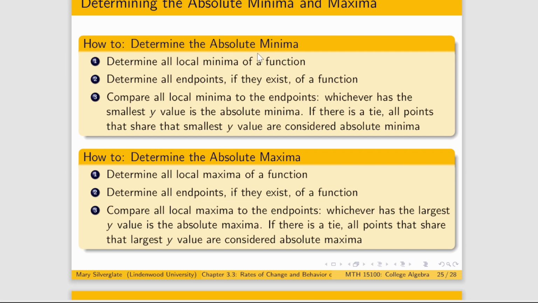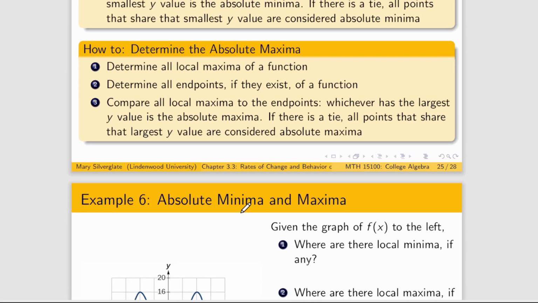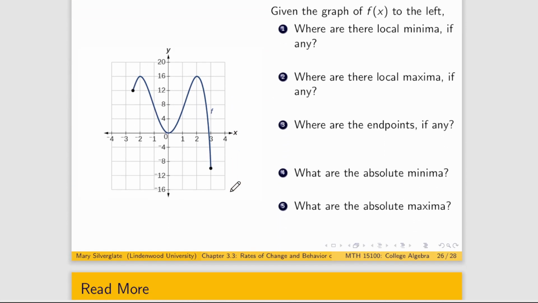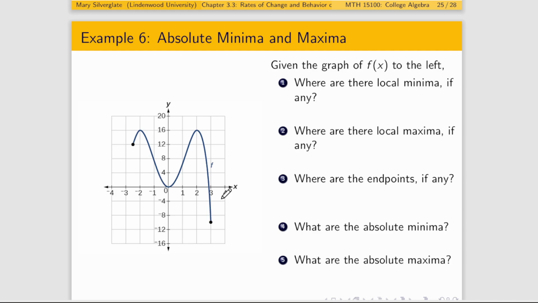So to determine an absolute minimum, you want to look at all the local minimum and all the endpoints and determine if any of those are the absolute. Similar with absolute maximum, look at all the local maximum and all the endpoints and then figure out who is the highest y value. It is possible that you have a tie as well. All right, go ahead and try these next ones on your own now that we've learned all about finding these extrema.